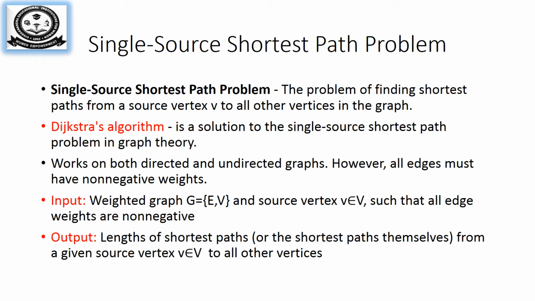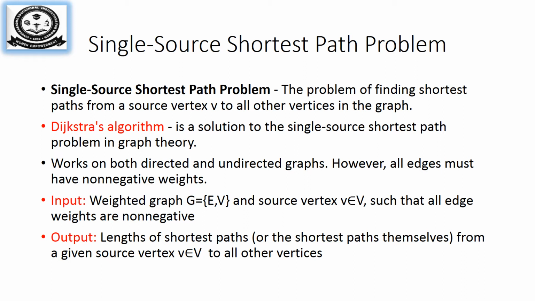Understand, from the starting vertex you will visit all other vertices and find the shortest distance to visit all the vertices. The algorithm you will be using here is Dijkstra's algorithm, which is a solution for the single source shortest path problem in graph theory. It works for both directed and undirected graphs. However, all the edges must have non-negative weights.